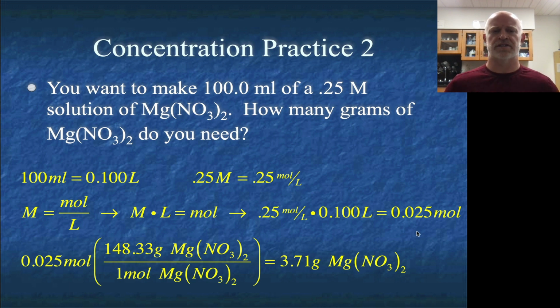This could also be done as one long stoichiometry problem if you wanted to. You could do this step in combination with the next, just using your molarity in the math. So you have 0.025 moles, and you use your molar mass to find 3.71 grams. Later in the video, we'll show you how to combine these two steps into one stoichiometry problem, which you might be more comfortable with. So if I want to make 100 milliliters of this solution, I use 3.71 grams of the powder and dissolve it in enough water to give a total volume of 100 milliliters.